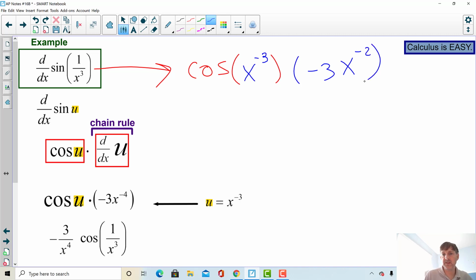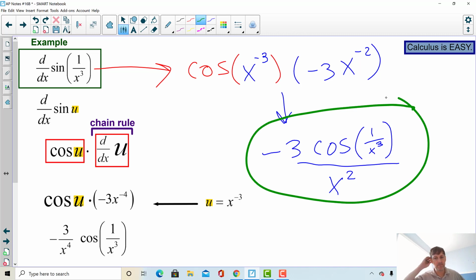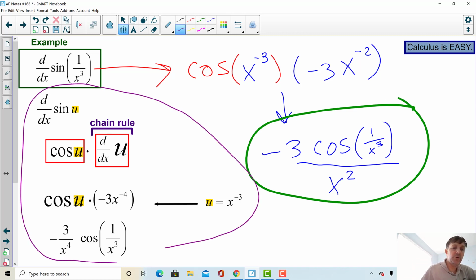Remember, you can leave it like that if this is the AP test. I prefer to rewrite it because I'm not taking the AP test right now. And if you rewrite it, this is what you get for your final answer. Again, you can look over here on the left side. They're showing you how you do it with a u substitution. Just pause the video and take a quick look.